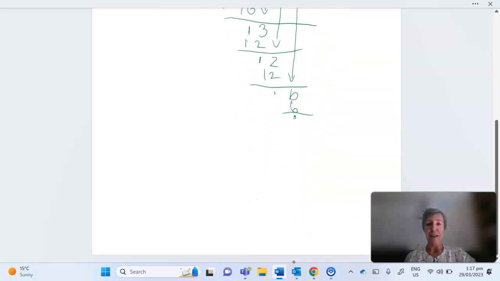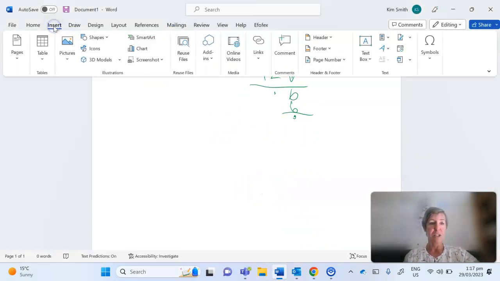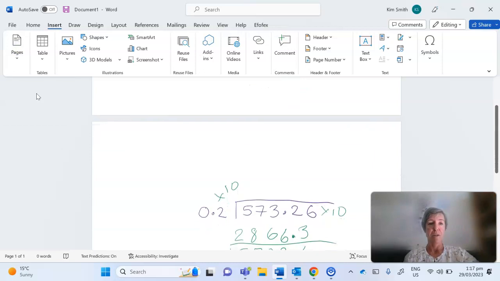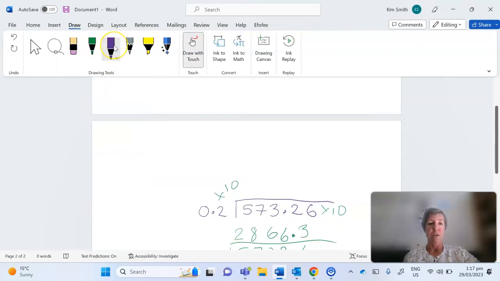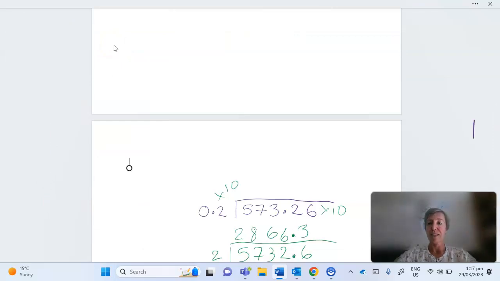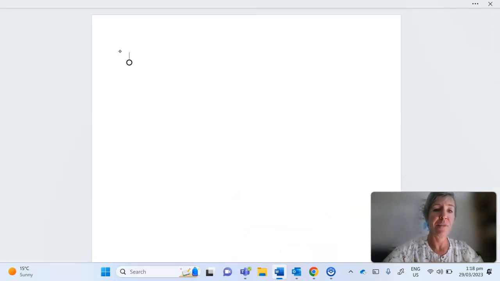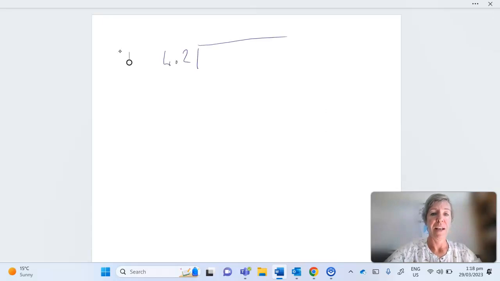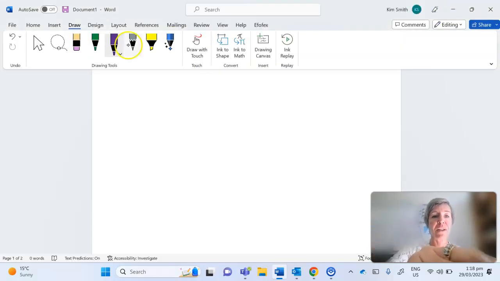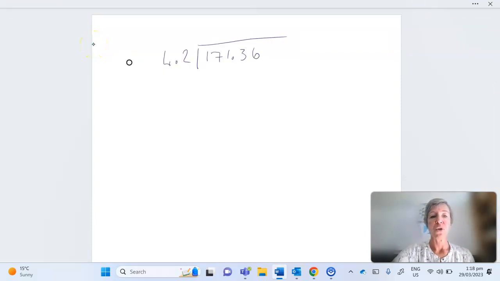Let's look at another sum. I'm going to insert another page. Okay. So, let us do one of the ones from our work today. So I've got 4.2 and I'm going to divide 171.36. Now, my first step that I need to do is think, what number do I need to times 4.2 by to make it a whole number?